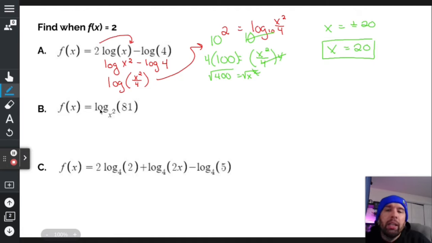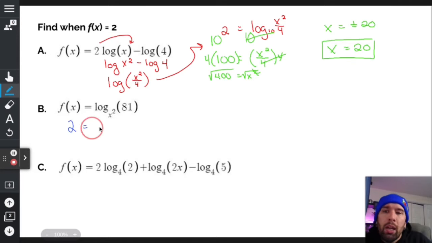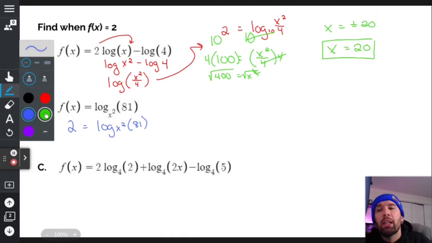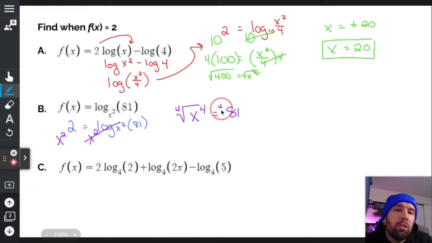All right, so with B, is there anything special I can do here? No, so I'm just going to start right off the bat by setting f of x equal to 2. So 2 is going to equal log base x squared of 81. It's kind of weird. In order to get rid of that x squared, I can take the x squared to the power of both sides, which will look like this. That cancels out. And x squared squared means x squared times x squared, which is x to the fourth. That's going to equal 81. Now take the fourth root of both sides, and x is going to equal 3.